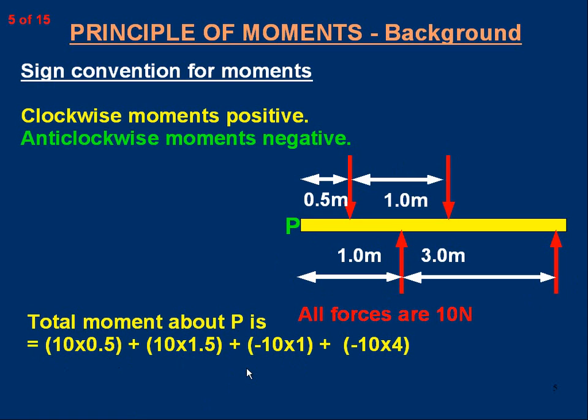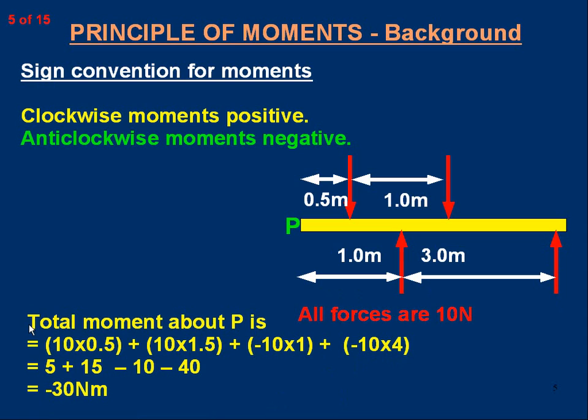But it's producing an anti-clockwise moment, isn't it, that lower force? So it's 10 times 1, but because it's anti-clockwise, we use our sign convention, anti-clockwise negative, and we add minus 10 times 1. And the force on the right bottom, it's 10 newtons times 4 meters, but it's anti-clockwise, so we're going to add minus 10 newtons times 4. We do the arithmetic, and it comes to minus 30 newton meters. The minus sign tells us the overall direction of the total is anti-clockwise.